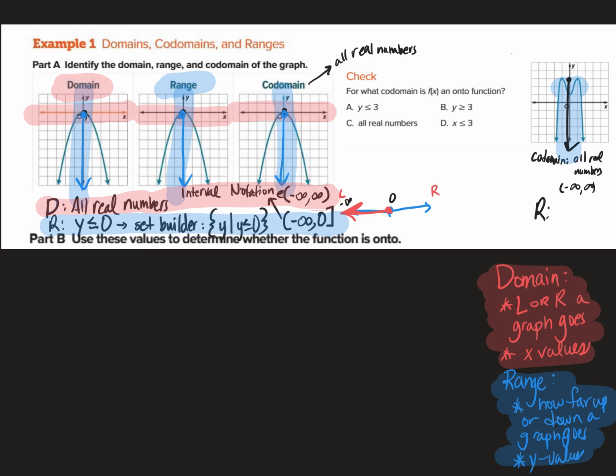So what is this point where I called here? 1, 2, 3. So 3 is the highest it goes. My y value is less than or equal to 3. So for this to be an onto function, the codomain and the range have to be the same, which is y is less than or equal to 3. That's the explanation for that particular question. Moving on to the next one.